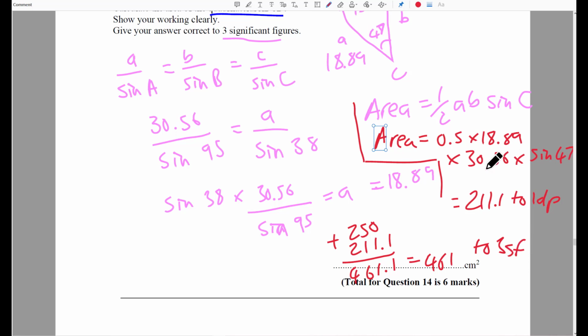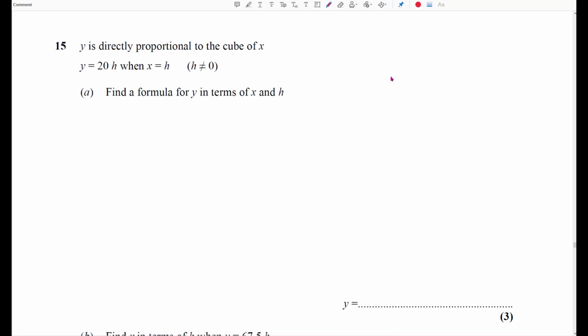That is a nice 6 marks. If you've got that, that's your grade 8 practically achieved. Can you do that? It is doable.